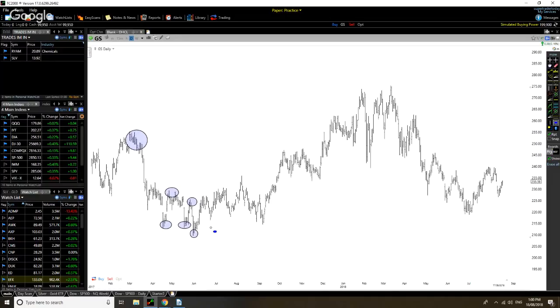So let's continue on here. What we're looking at right now is the markets. Here we have a high and here we have a higher high. So who's in control? Buyers. We have a high, now we have a higher high. Who's in control? Buyers. We have a high and then we have a lower low. So who's in control here right now?